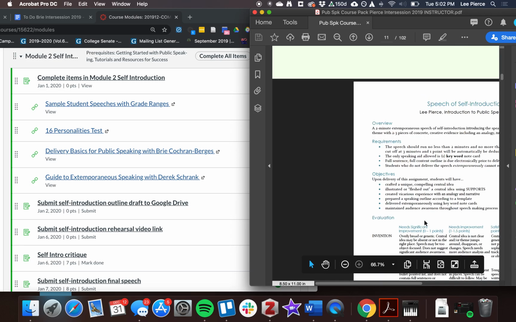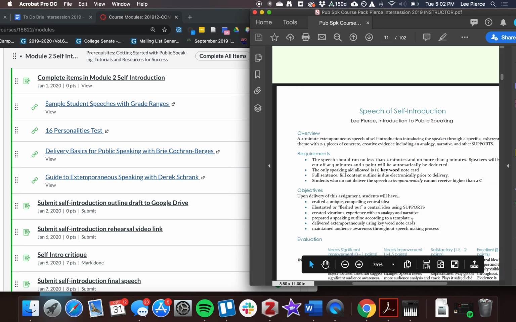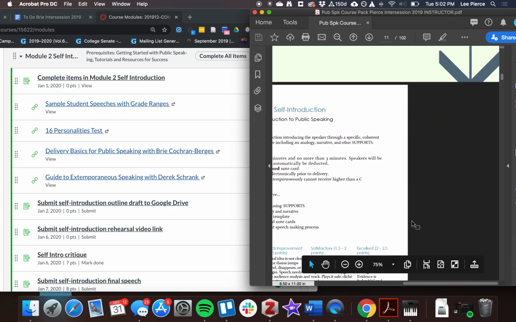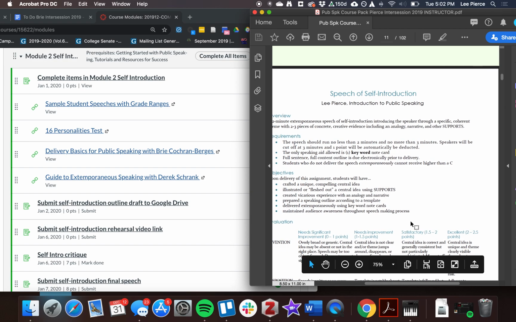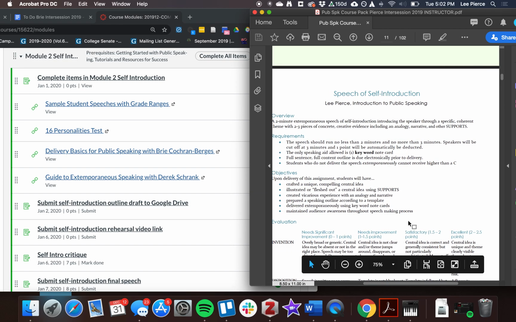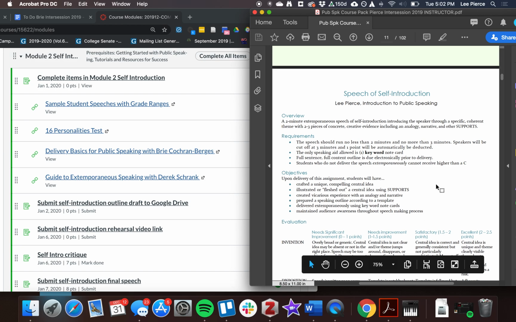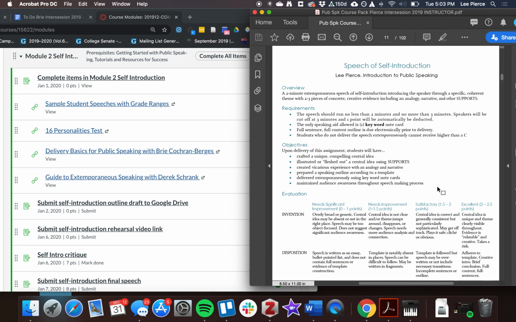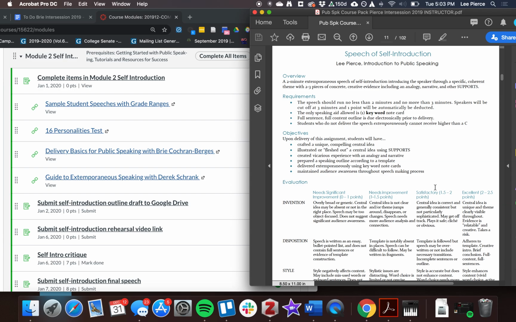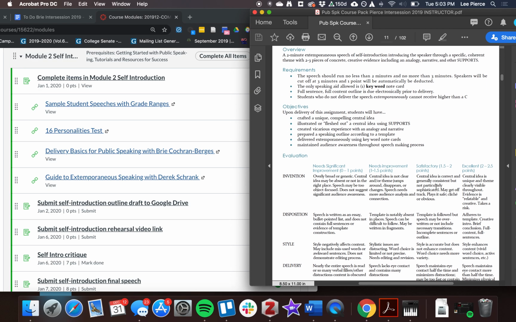The assignment description has all the basics of the speech of self-introduction. Its length, it's a 2-minute speech. It's going to be extemporaneous. That means that we deliver it from keyword cards that are based on an outline that we've prepared and edited in advance. And it needs to have a coherent theme or central idea with 2 to 3 pieces of concrete evidence that include an analogy and a narrative. And so that's the overview.